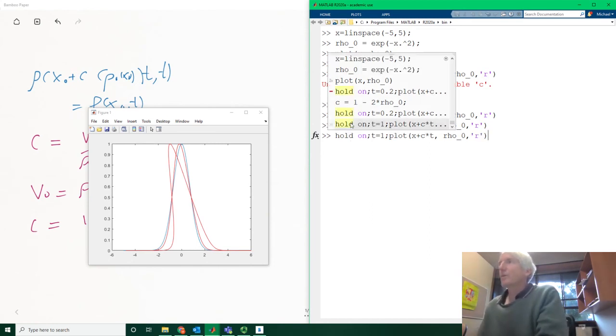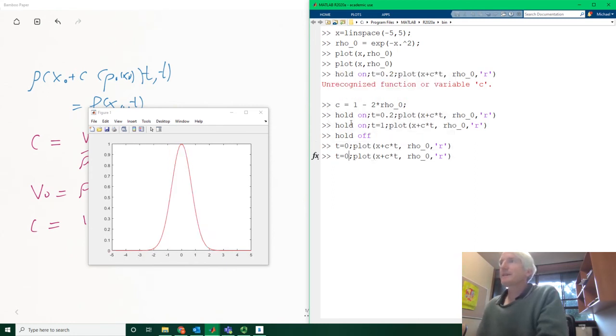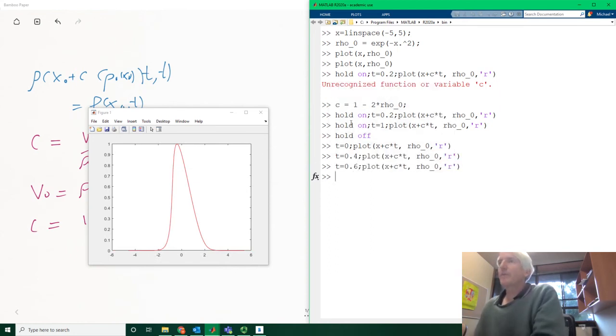I'm going to take the hold off. Okay, and we'll just have a look at that, just one picture at a time. So there's t is 0. And then it starts to tip, 0.4. It's almost become vertical. And around about 0.5 it becomes vertical.